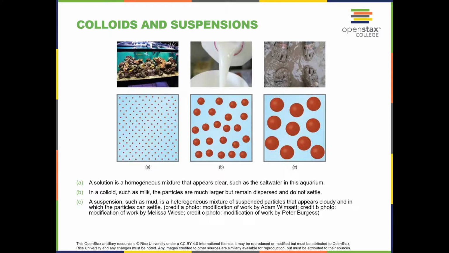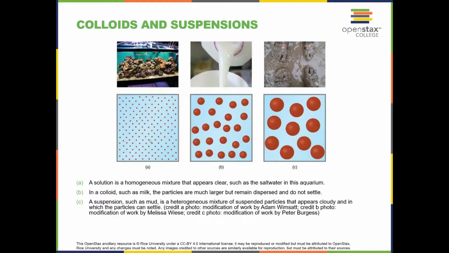In this final section, we're going to look at colloids and suspensions. It turns out that the difference between solutions, colloids, and suspensions is essentially particle size. So if we look at a solution, where these things are dissolved, we end up with a homogeneous mixture where the particles are dissolved and they're relatively small.